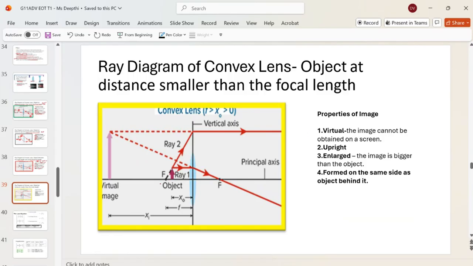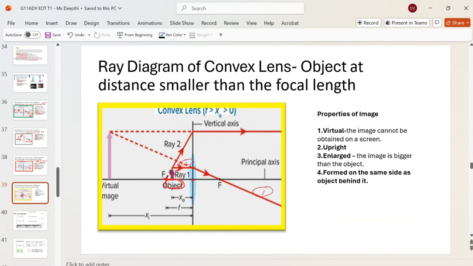That is when the object is between the focus and the lens. Look at that: between the focus and the lens, the object is kept in this place. See the arrow here, the small object is here. So how do you draw the ray diagram? Just like that. First, a straight arrow reaches the lens, that is the first line, going straight, and then it passes through the focus. So this is the first line coming through the focus.